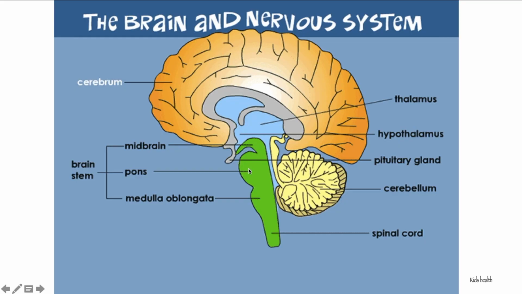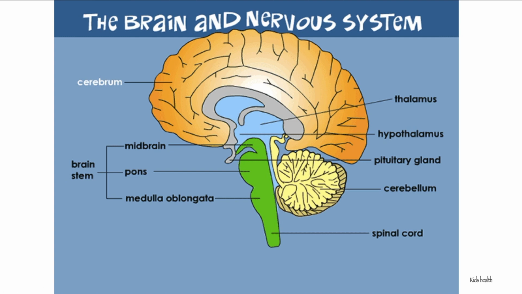So let's see this on the picture. We can see here the brainstem, with the midbrain on top, pons lying in between, and medulla oblongata on the caudal side. Located behind the brainstem is the cerebellum, and located on top of both of these structures is the cerebrum.